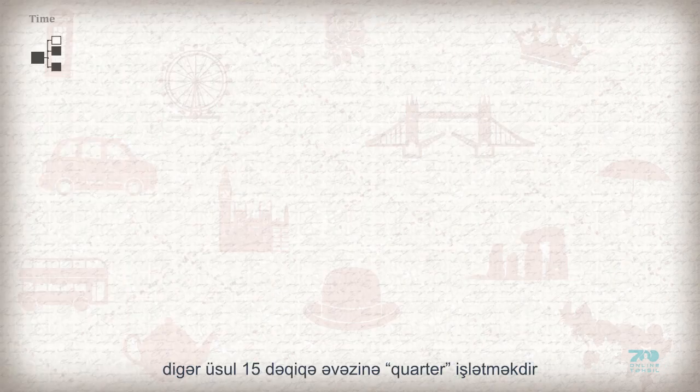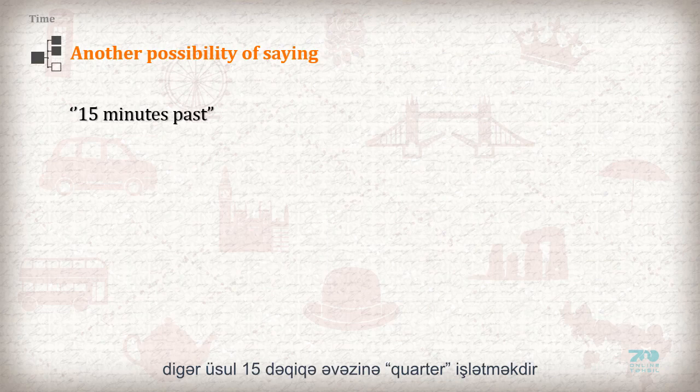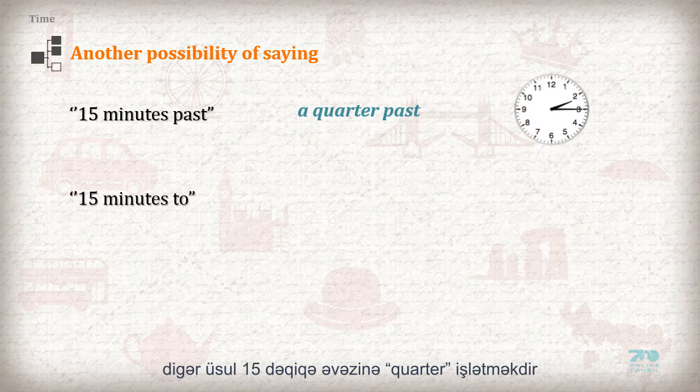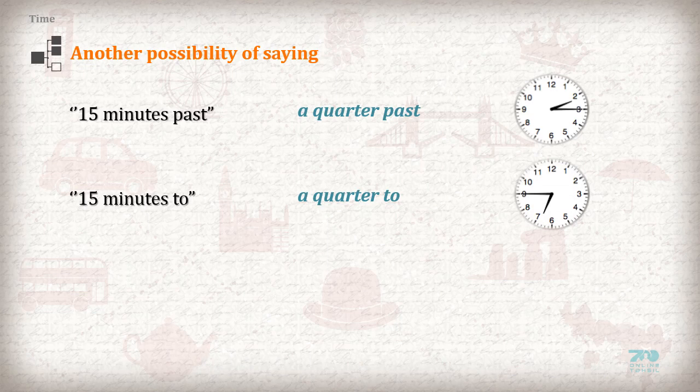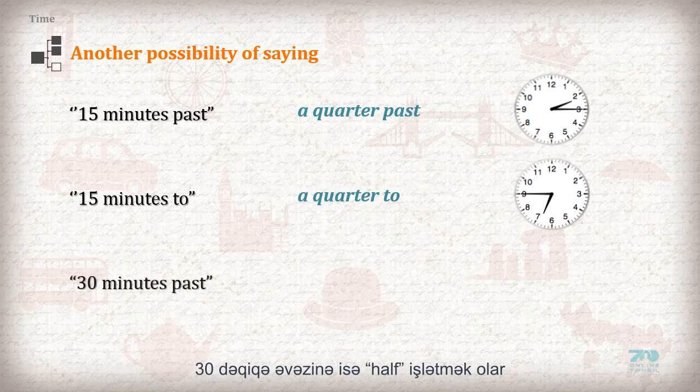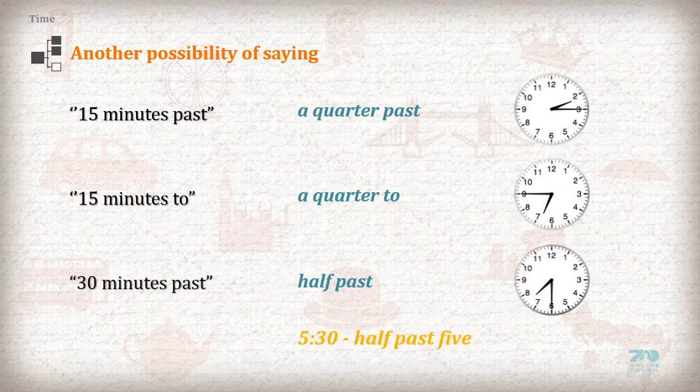Another possibility of saying 15 minutes past is a quarter past. Another possibility of saying 15 minutes to is a quarter to. Another possibility of saying 30 minutes past is half past. Example, 5:30.